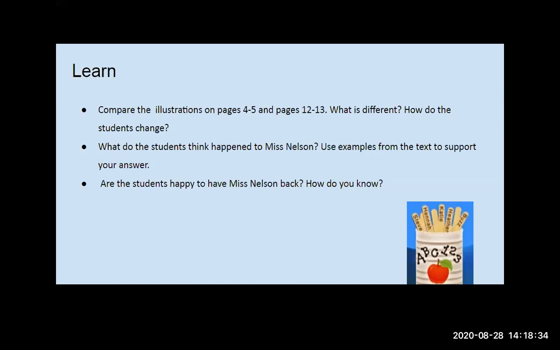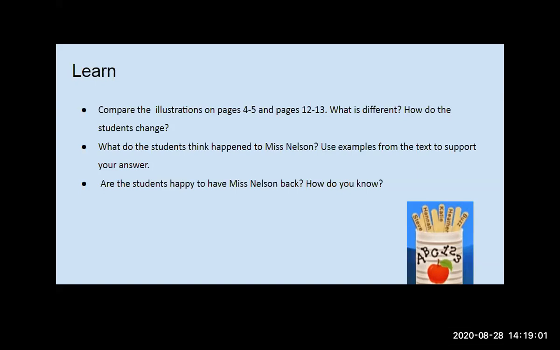All right, right here. It says, "It was Miss Nelson. Did you miss me?" she asked. "We certainly did," cried all. And that right there is a piece of evidence, because the words tell us that they missed her. And if you miss someone, you're always happy to see them again. "Where were you?" "That's my little secret," said Miss Nelson.